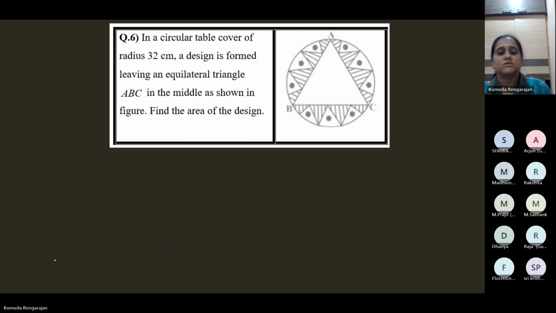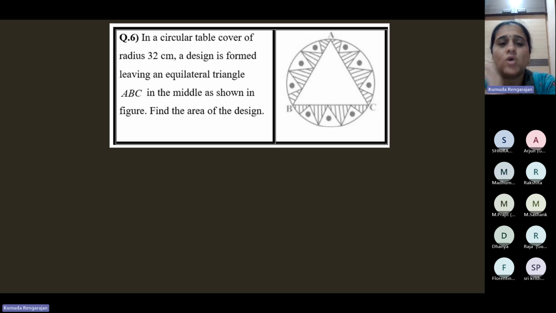Now, children, coming from the beginning, the idea is easy. Area of the circle, you have the radius, so πr². You can find that easily. Area of the equilateral triangle, that also is easy, √3/4 a squared. The thing is, we don't know the side. But once you find the side, you just have to find the area of the equilateral triangle and subtract: area of the circle minus area of the triangle gives the area of the design.